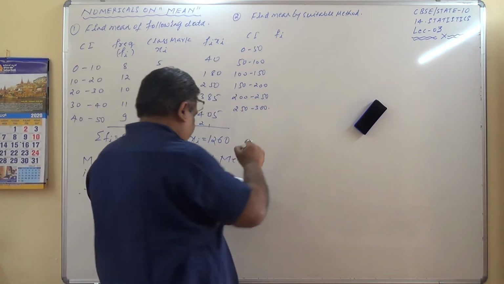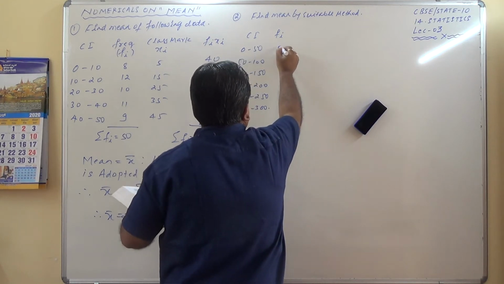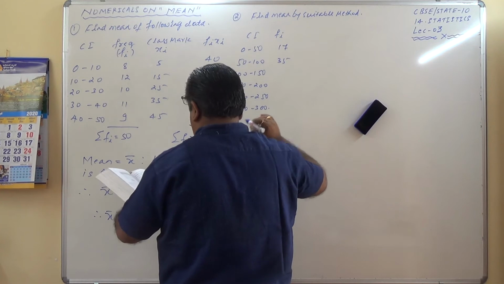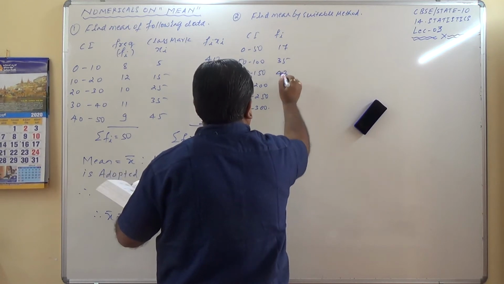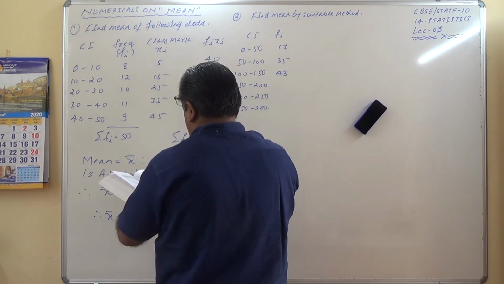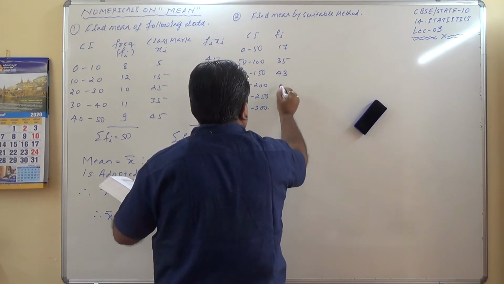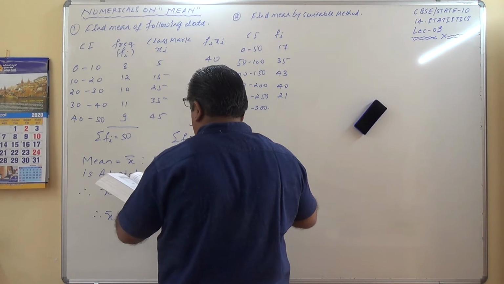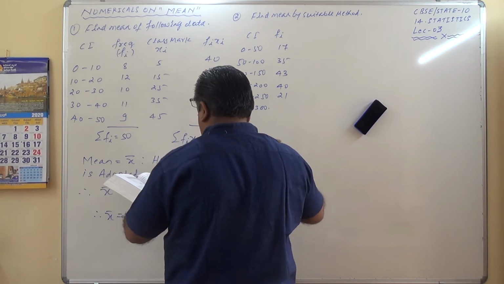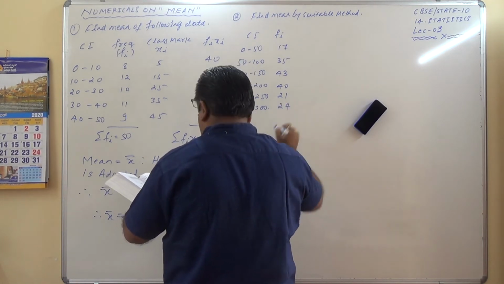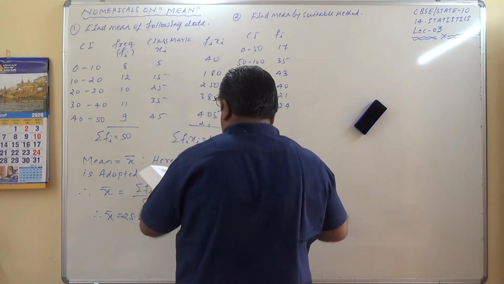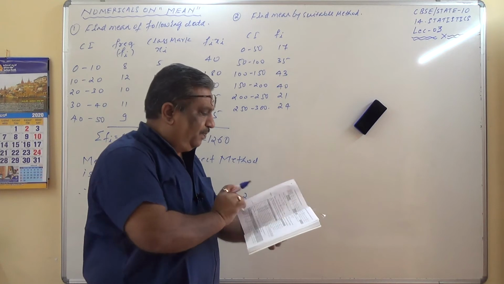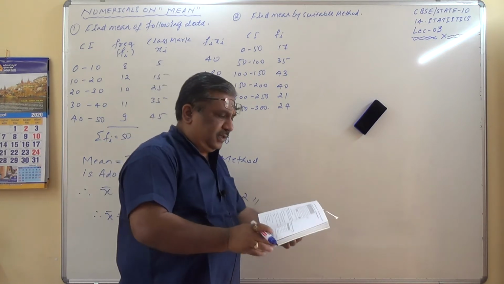Class and frequency: 17, 35, 43, 40, 21 and 24. So this is what we have been given. Now we will calculate the mean.